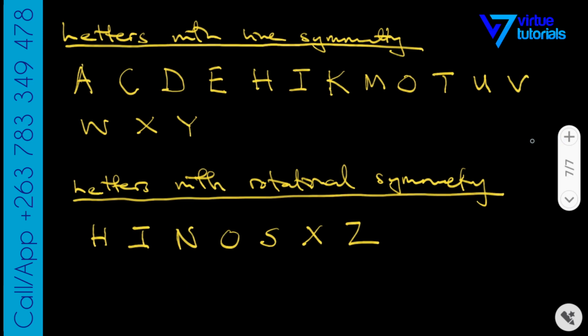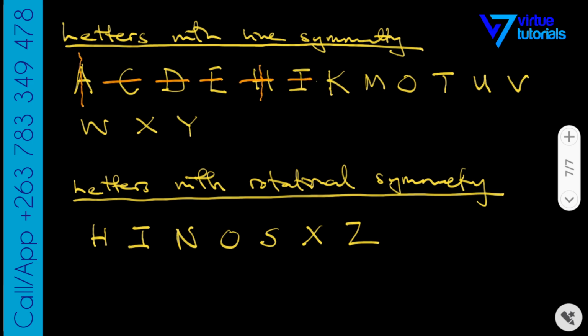Okay, so let's finish off by looking at letters which possess symmetry. Letters with line symmetry are letters that can be cut into two congruent shapes. So I took the letters from the alphabet that have line symmetry. If you look at letter A, we can cut it like that. Letter C, we can cut it like that. Letter D, like that. E, like that. H, we can cut it that way and that way.